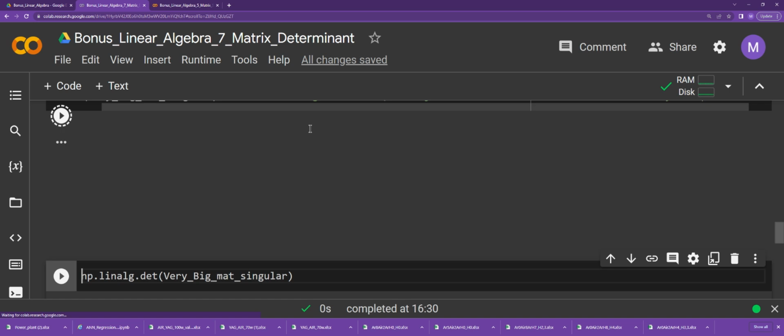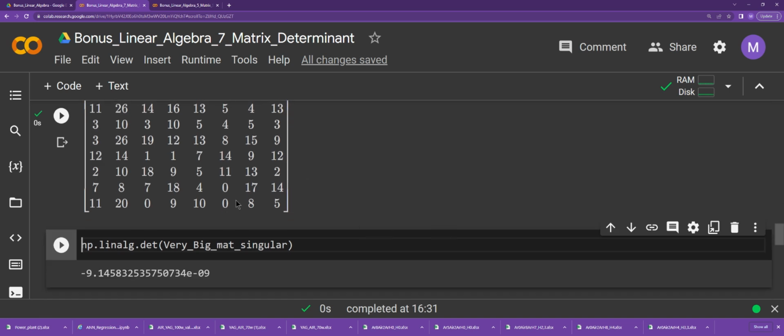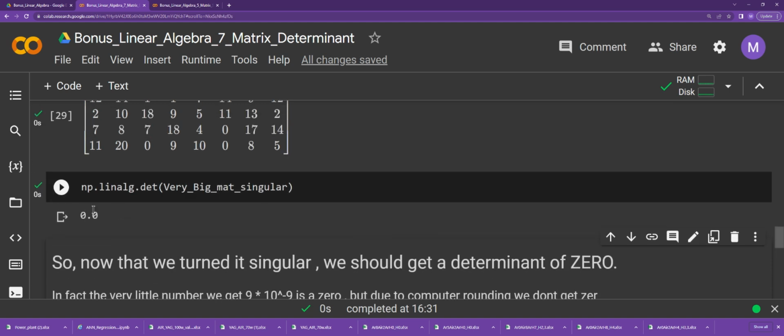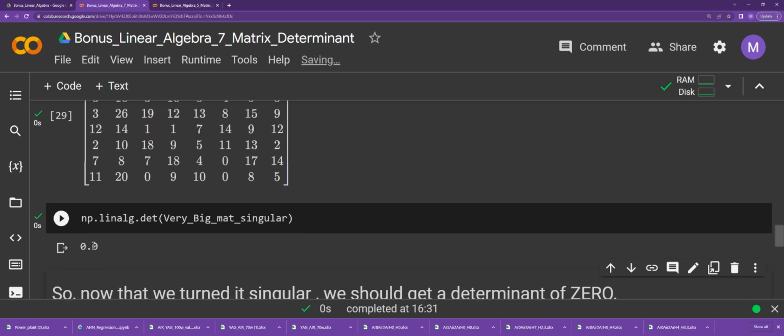Okay, so now I'm going to do np.linalg.det, the determinant of this matrix we created, and what do we get? 0. Sometimes you may not get 0 and you might get some number that goes like 5.6 blah blah blah times 10 to the power of minus 9. Yep, that is 0 actually.